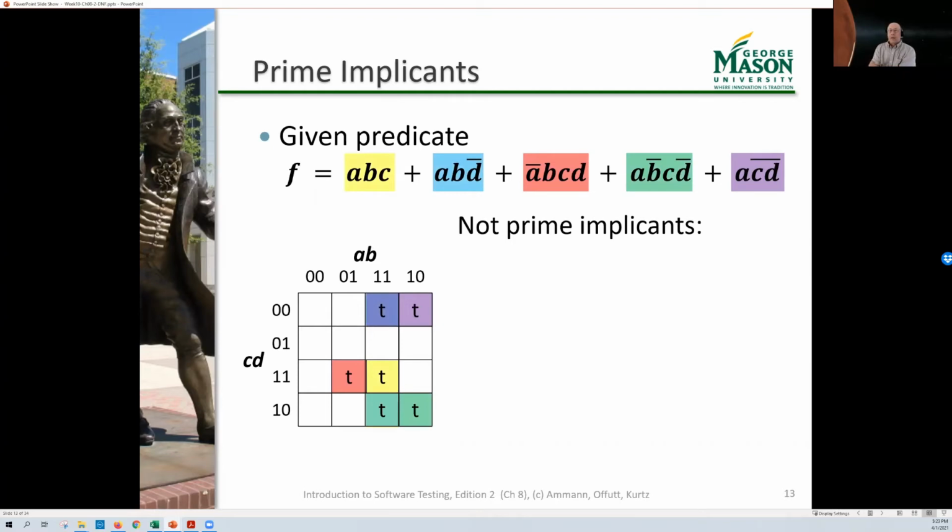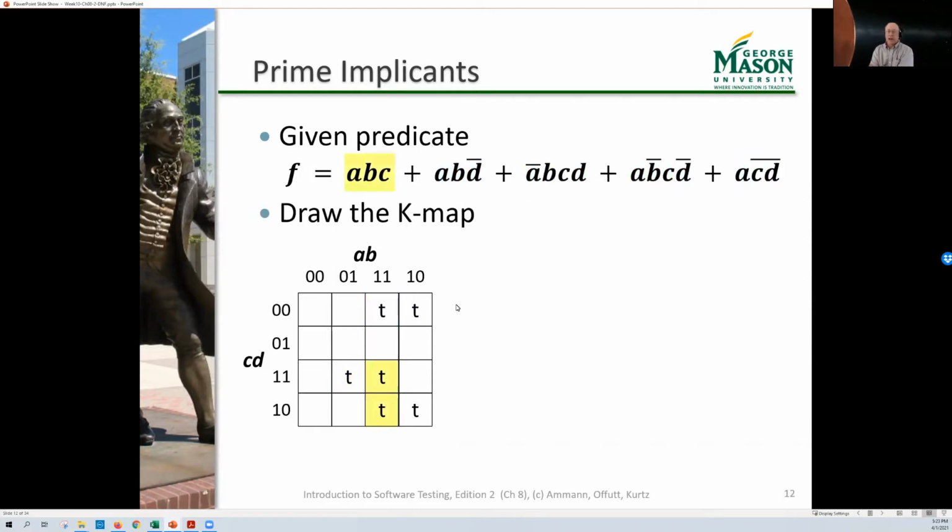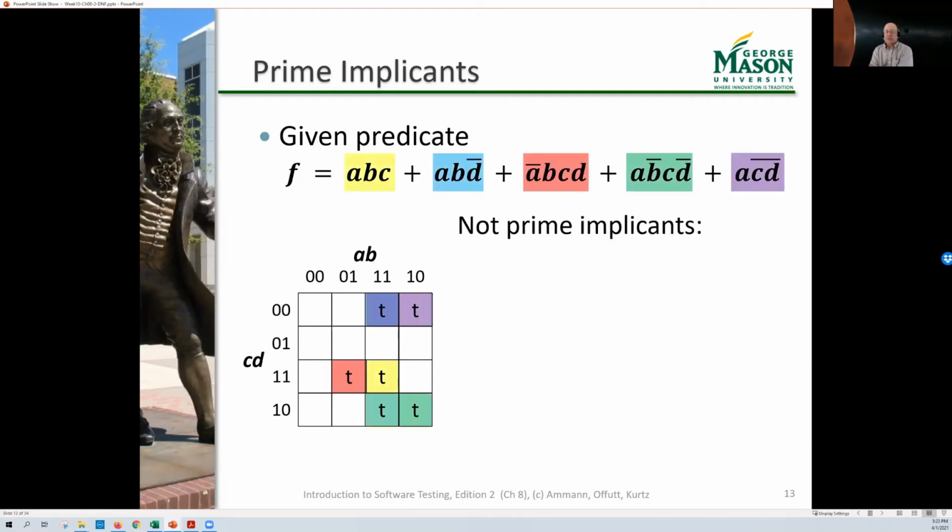So which of these are not prime implicants? Well, AB not D is not a prime implicant, right? AB not D was blue, that was up at the top, so that's these 2 guys. So if we come here, AB not D is here and here. That's not a prime implicant, because it's part of the bigger rectangle A not D, which is this outlined blue rectangle, 2 cells down here, 2 cells up here.